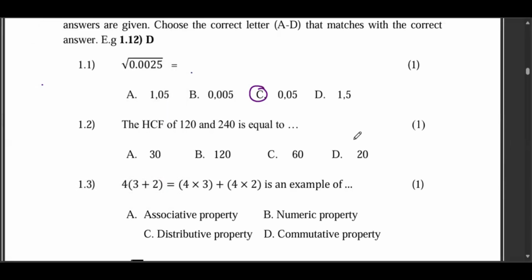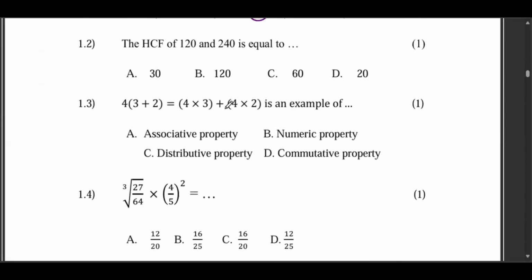Remember, we're doing revision. So 1.2, it asks us for the highest common factor. All you do is to write down 120 and 240. What are the factors of 120? We have 1 and 120. Also here we have 1 and 240. Then we have 2. Also here we have 2. 2 goes with what? 60. 2 goes with what here? It goes with 120.